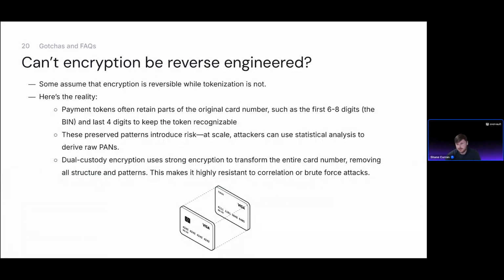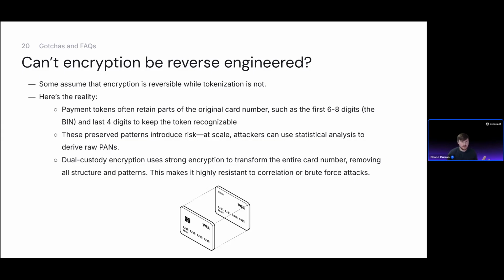The second piece, and this is kind of a personal interest of mine, is that many people assume encryption is reversible while tokenization is not. Encryption is obviously reversible if you have access to the decryption keys, but if you don't have access to those, there's a couple of interesting points of nuance here. The first is that traditional payment tokens, where you're relying on a third party, because they can effectively create a token that looks like whatever you want it to look like, they'll generally speaking return you a token that retains parts of the original card number. So the BIN, for example, the first 6 to 8 digits will remain the same, as well as the last 4 digits, so you can keep the token recognizable.